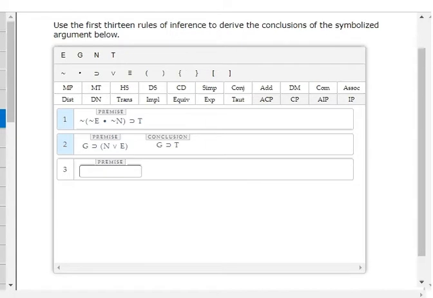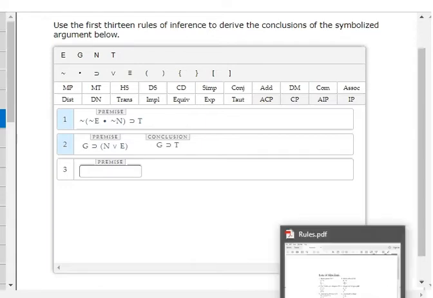Hello and welcome to this video on section 7.3. These are the rules of replacement, part 2. What I want to do in this video is just do a couple of practice exercises, and these are the ones that you're going to be doing in MindTap.